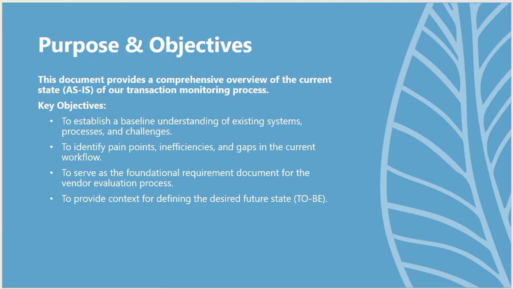We also need to identify and serve it as the functional requirement document for the vendor evaluation process. This document serves as the foundation of the requirement document for vendor evaluation, and provides the context for defining the desired future to-be state. It is very helpful for seeing how the to-be process will look and how it will work. That's the importance of the as-is baseline document.